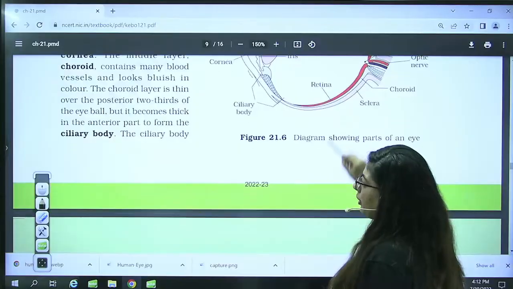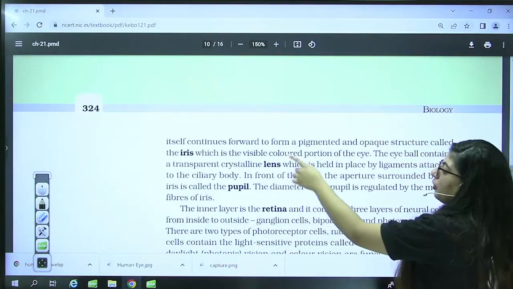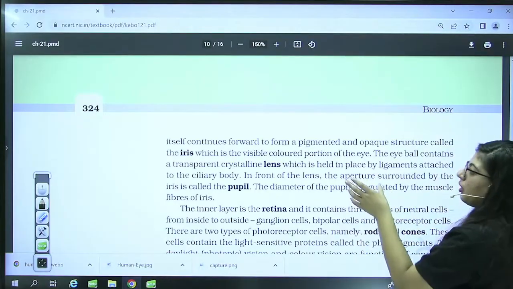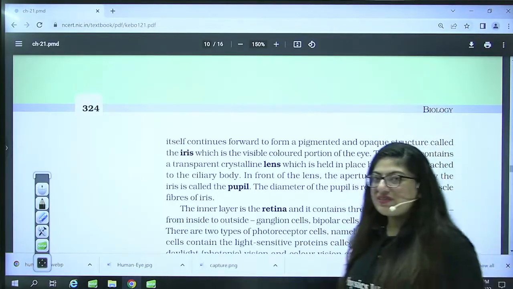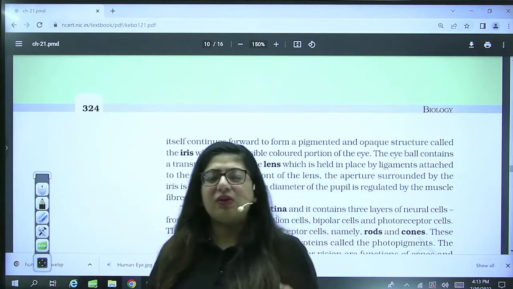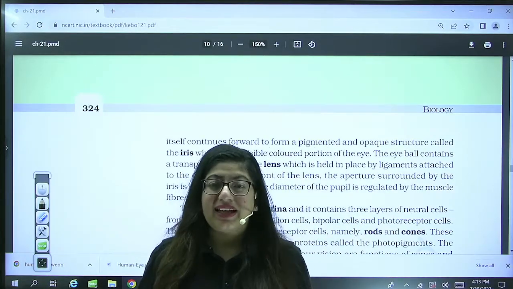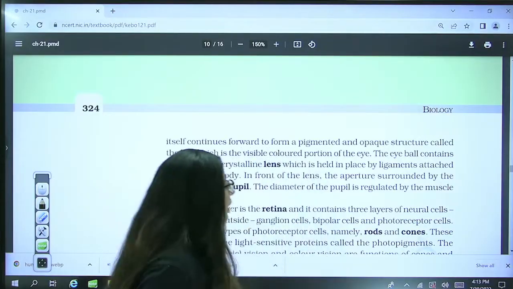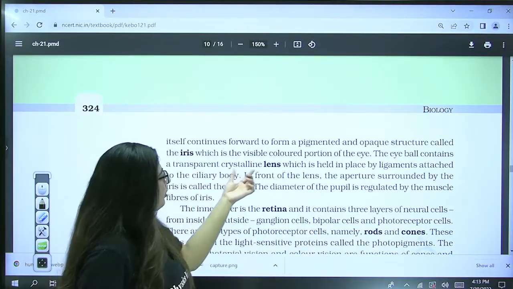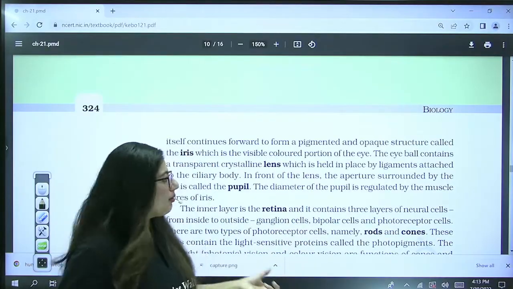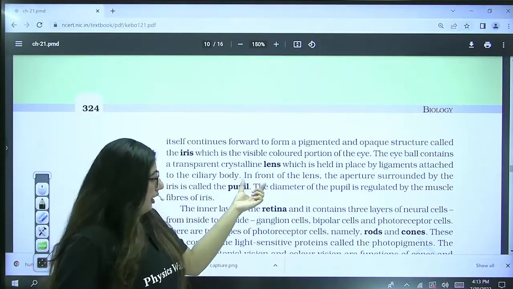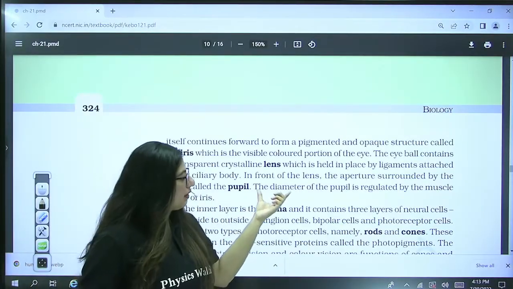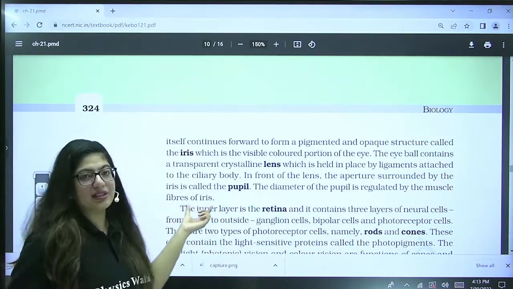The ciliary body itself continues forward to form a pigmented and opaque structure called iris, which is the visible colored portion of the eye. So what gives color to the eye? Iris. Then what's this white portion of the eye? That's sclera. Then the eyeball contains a transparent crystalline lens which is held in place by ligaments attached to the ciliary body. In front of the lens, the aperture surrounded by the iris is known as pupil. The diameter of the pupil is regulated by the muscle fibers of the iris.